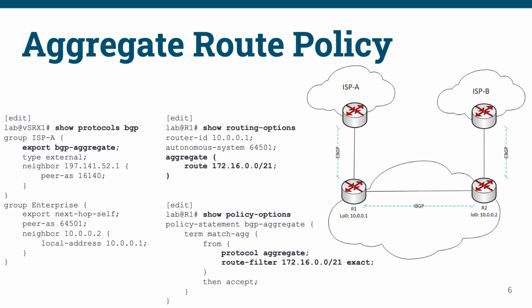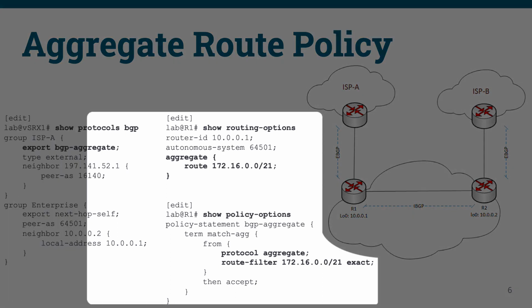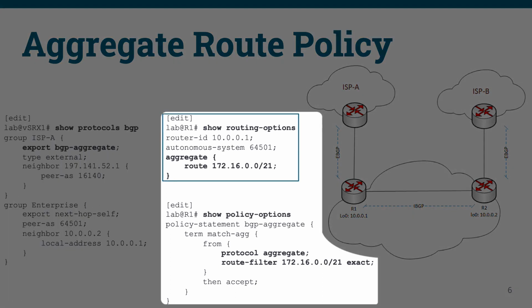In order to advertise an aggregate route into BGP, the route must be present in the local device's routing table. So, we need to configure an aggregate route first. In this configuration snippet, on the right, we first have our aggregate route configuration on top. We've configured the 172.16.0.0/21 aggregate route. Now, by default, only BGP routes will be advertised to BGP peers.